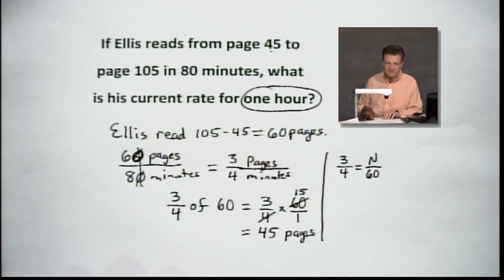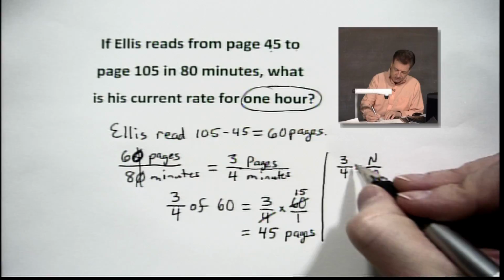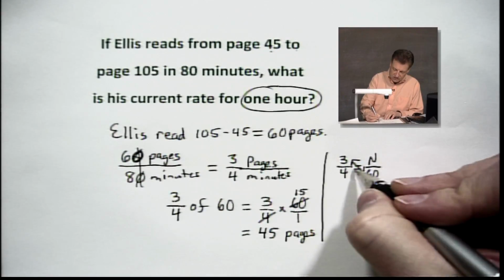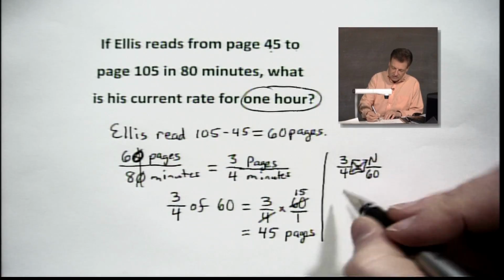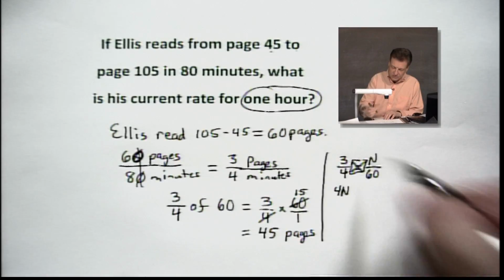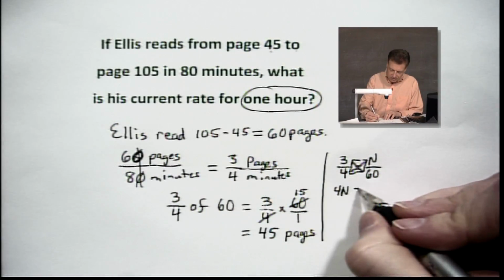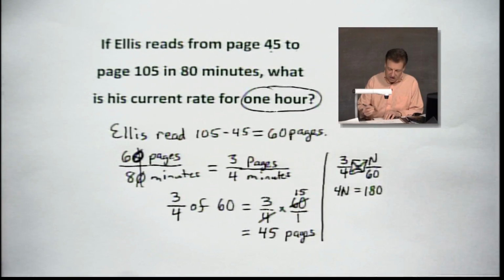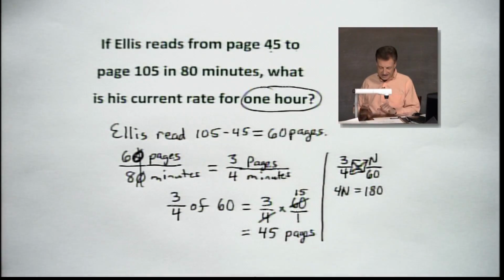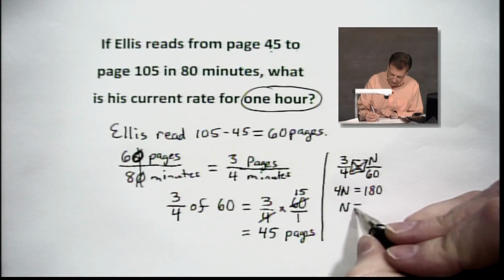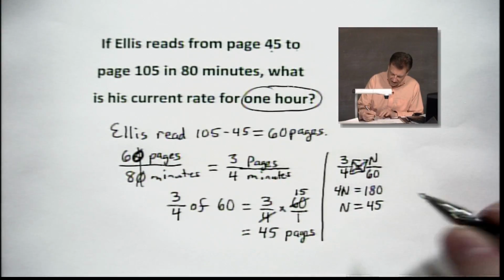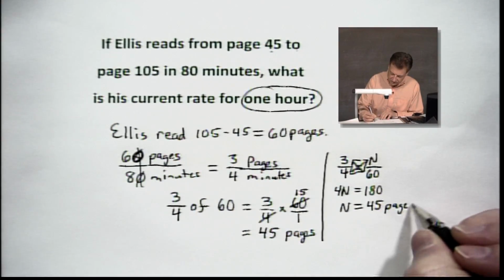In other words, we're going to try to figure out the pages per hour. It's a very similar problem, but this time notice we aren't saying 3/4 times 60. What are we going to do? We're going to cross multiply and see where this goes. Interesting. It's going to be 4n, because that's what happens when we multiply 4 times n. And 3 times 60, by those multiplication facts, 180. Divide by 4, and my goodness, we have n equaling, once again, 45 pages.